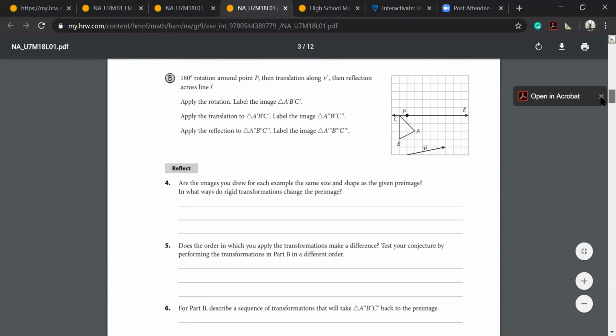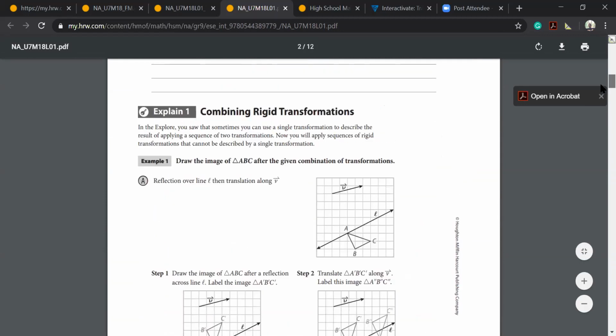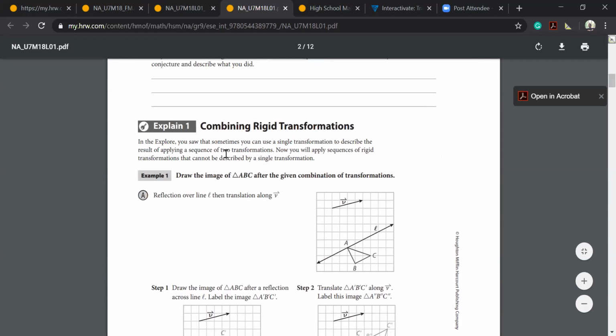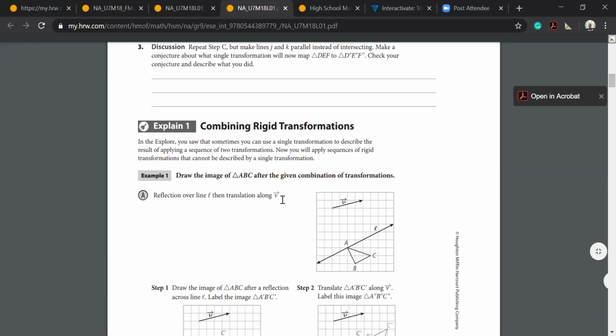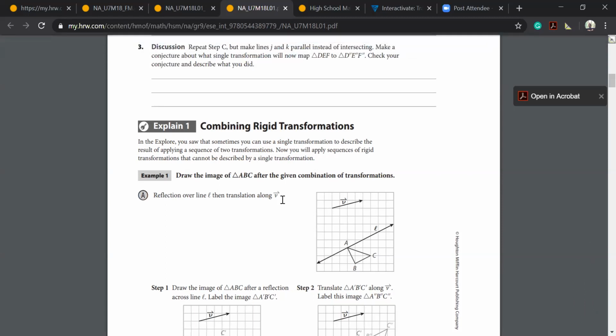Okay, let's go back to the first part, combining rigid transformation. You will have a question like this. Example 1, draw the image of triangle ABC after the given combination of transformation. Combination, because you don't have one transformation, you have more than one. For question A here, it is telling you first, reflection over line L, then translation along vector V.